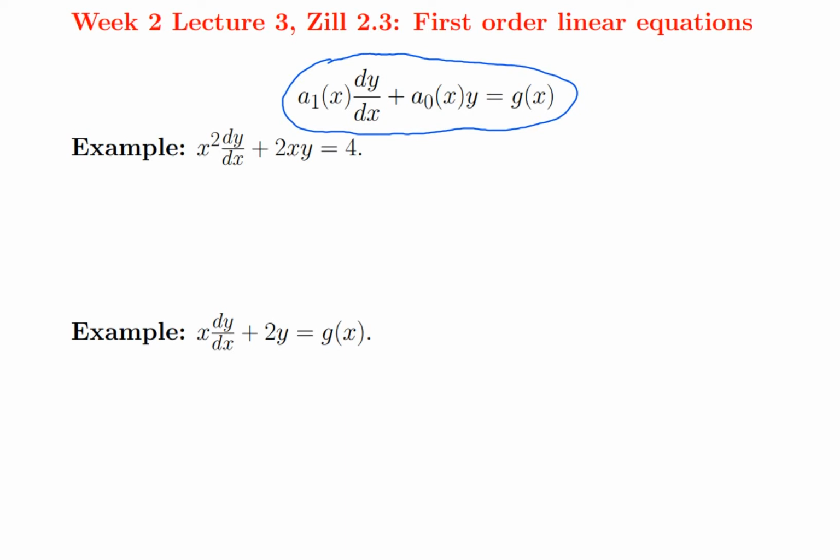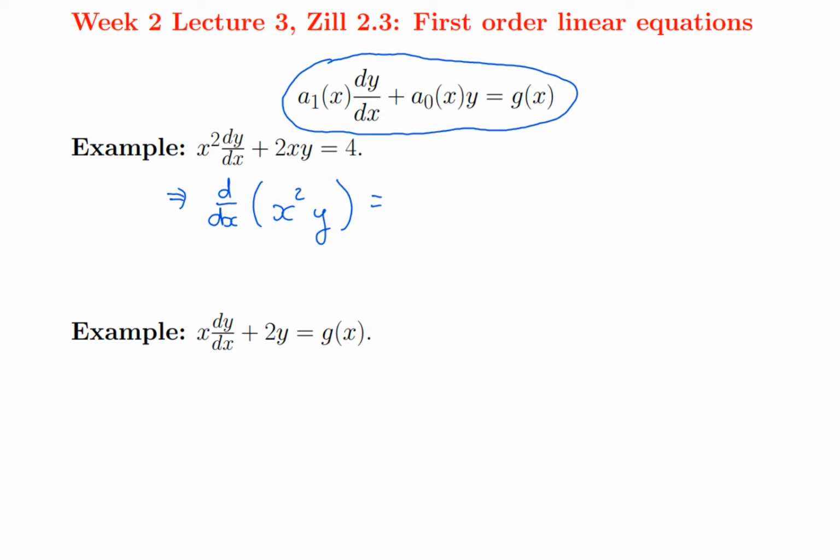Those functions a1, a0, and g will come up, and we'll have to integrate them or something like that as we go. Now, just to motivate the method, I'm going to try and solve this one here first: x squared dy dx plus 2xy equals 4. It looks a bit nasty, but it's actually not as bad as it looks, because the left-hand side is in fact a derivative of something. What is it the derivative of? It's the derivative of x squared times y.